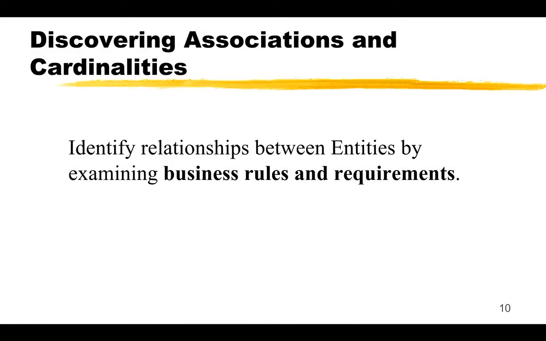Now, you're probably asking yourself, how do you discover the association and cardinalities? Well, this is where you look at the relationships between entities by examining the business rules and requirements. That's simple. Business rules and requirements. I mentioned before in another video about attributes that the customers only talk about things and are looking at attributes, the data they actually want.